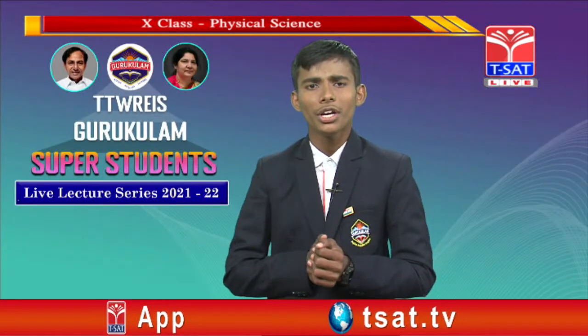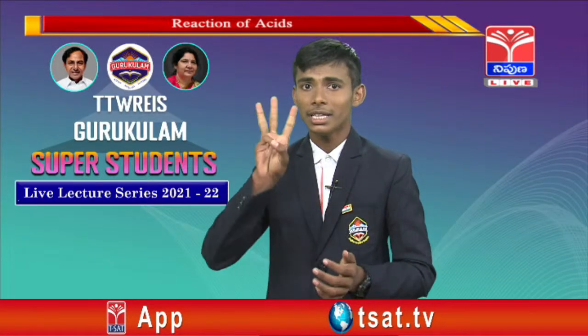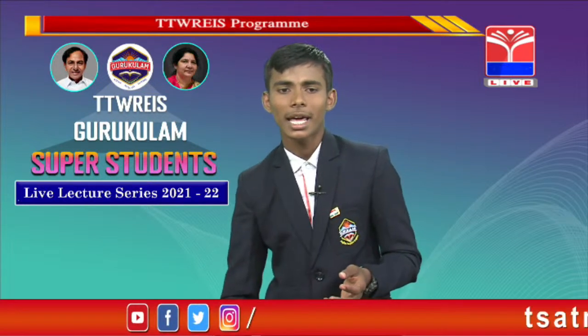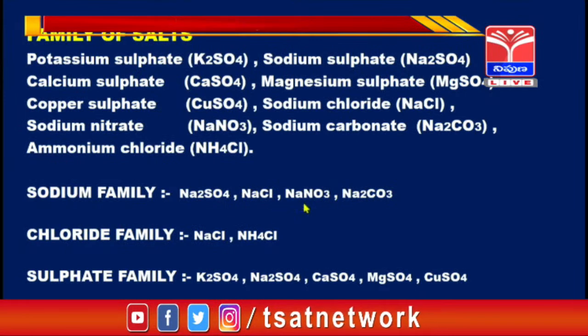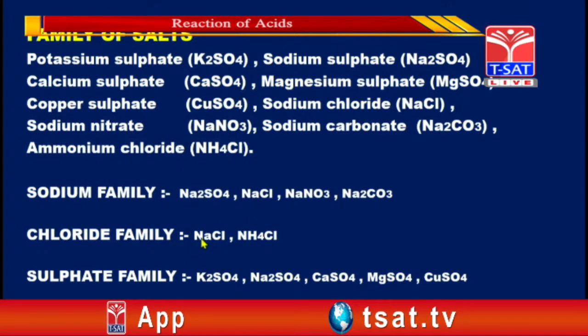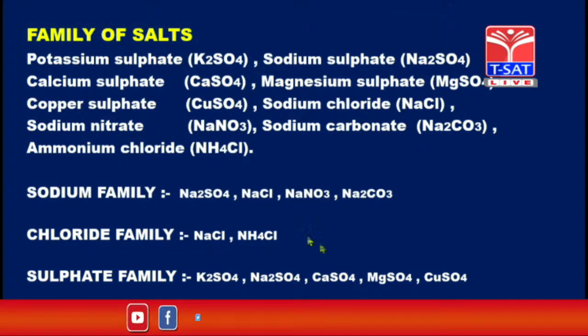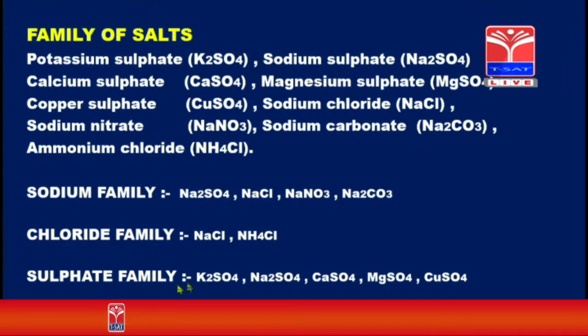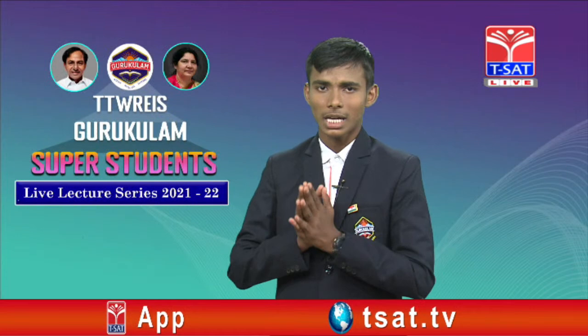How many families can you identify in these salts? Yes, we identify 3 families. They are the sodium family, chloride family, and sulfate family. Salts like sodium sulfate, sodium chloride, sodium nitrate, and sodium carbonate belong to the sodium family because all these salts have the same positive radical Na plus. Sodium chloride and ammonium chloride belong to the chloride family because they have the same negative radical Cl minus. Potassium sulfate, sodium sulfate, calcium sulfate, magnesium sulfate, and copper sulfate belong to the sulfate family because they have the same negative ion SO4 minus 2. This is about families of salts.